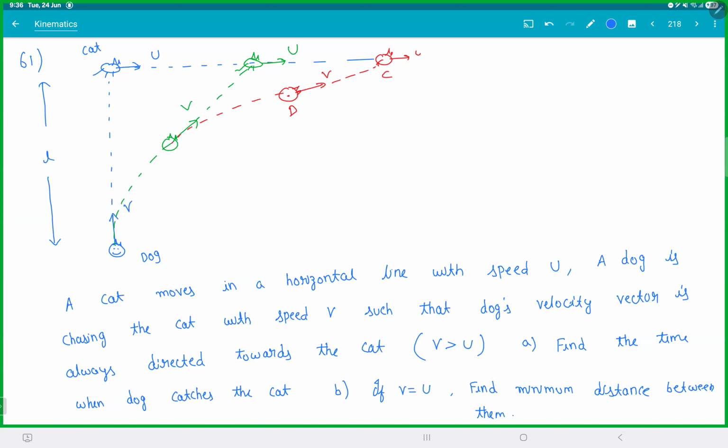Find the time when the dog catches the cat. No, we don't know the trajectory. We can't calculate that. I hope that everyone the question is clear. The diagram is clear. What is happening and all.